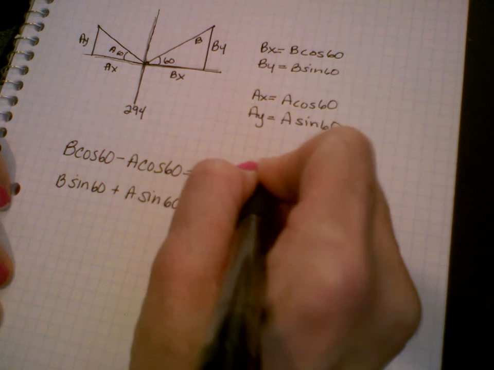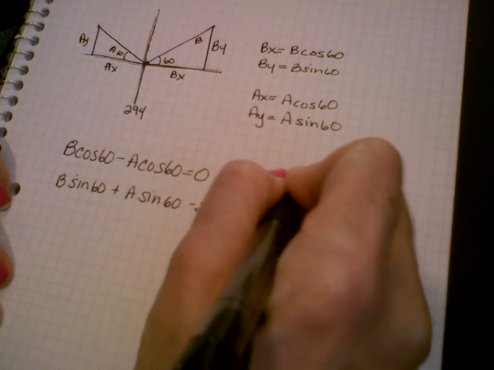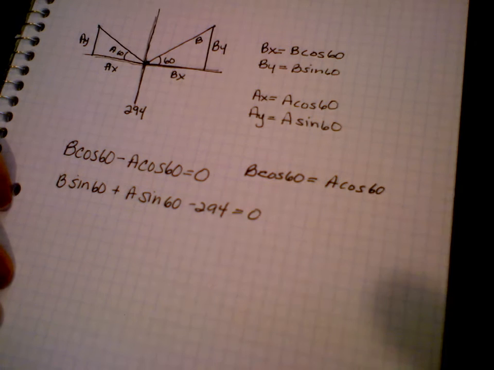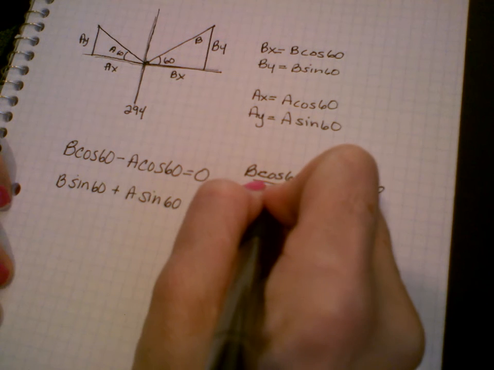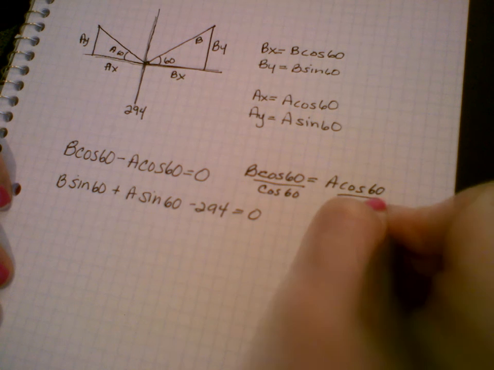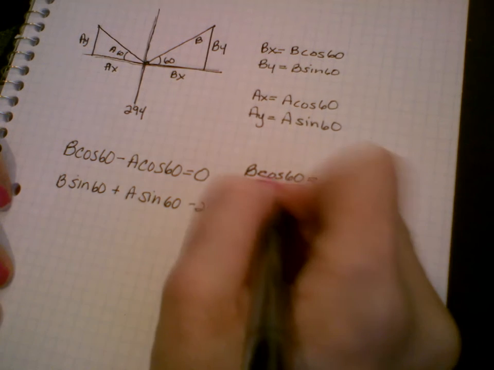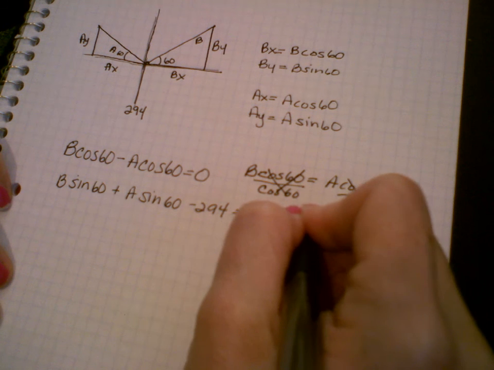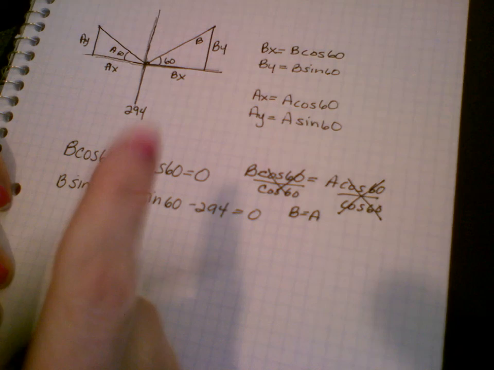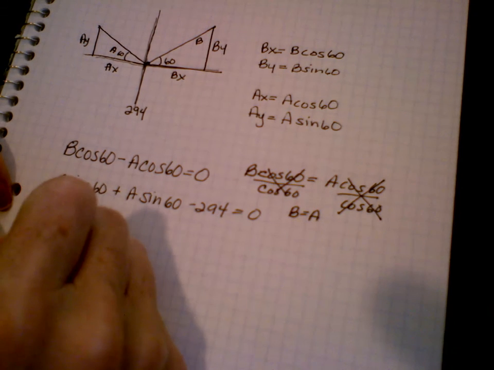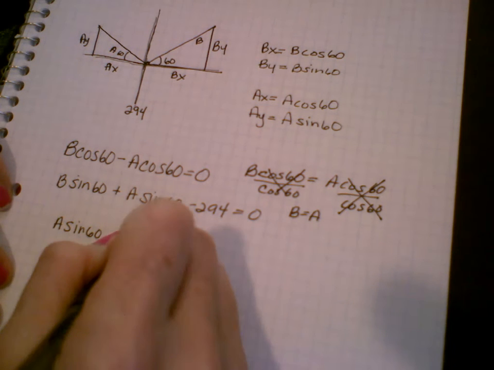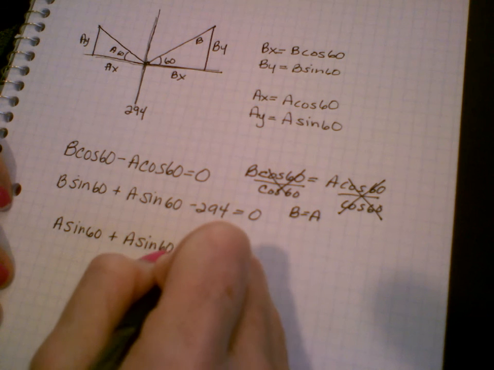B cosine 60 equals a cosine 60. And again, what you notice is if I divide through by cosine 60 on both sides, they're going to cancel. So basically b and a are the same. B equals a. So when I plug that back in here, it ends up with a sine 60 plus a sine 60 equals 294.